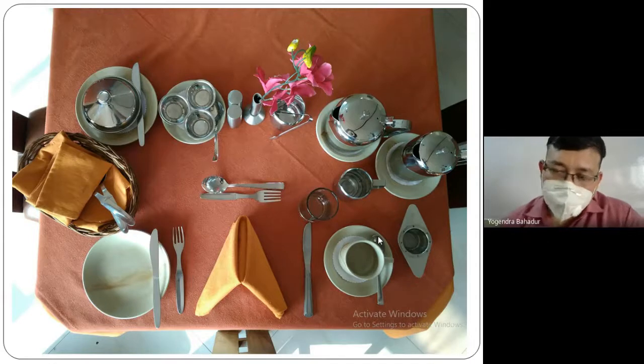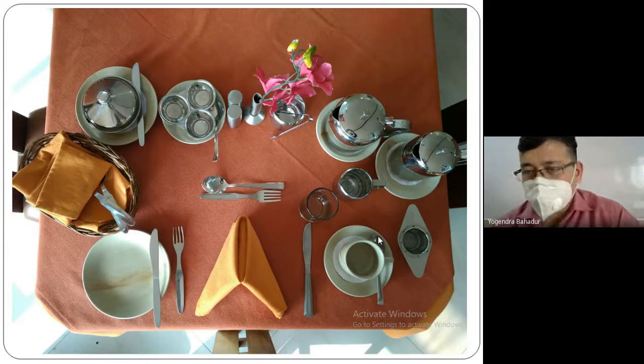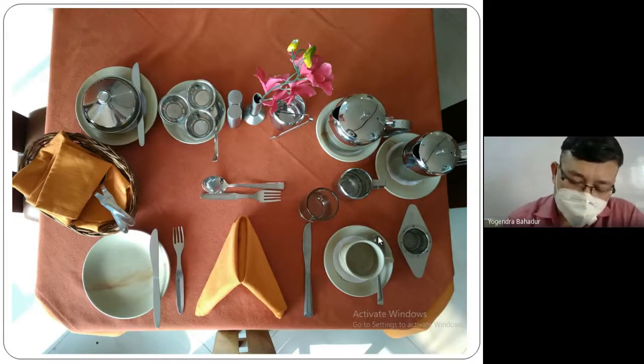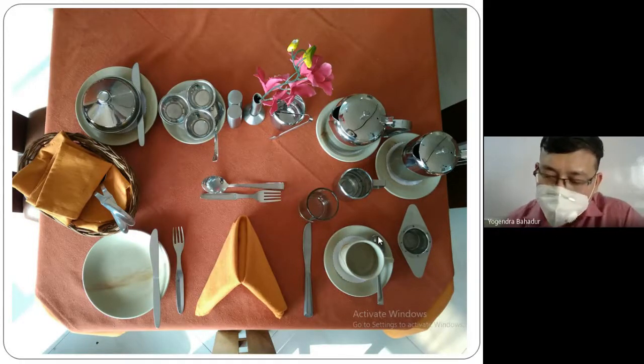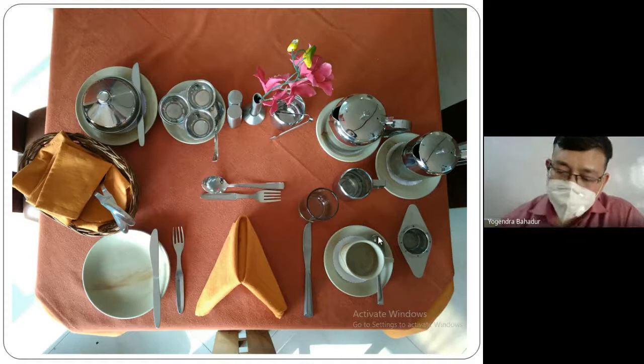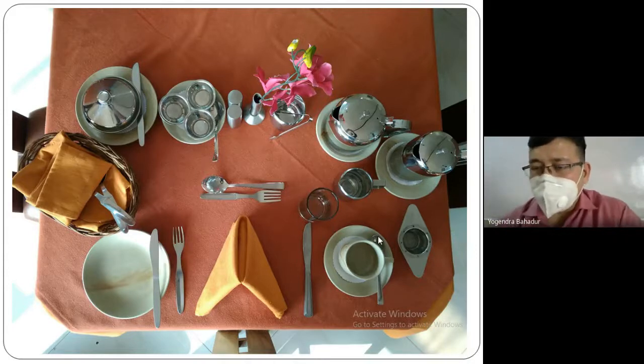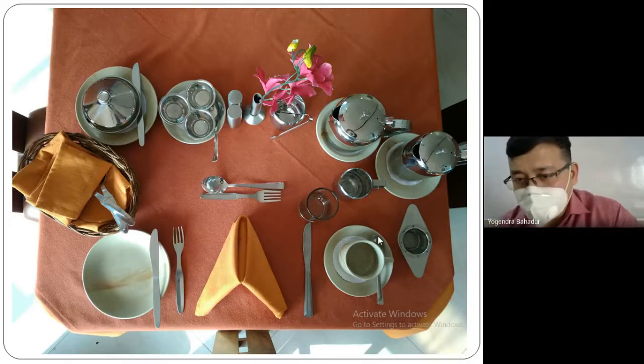So here the American breakfast is in front of you. In the American breakfast, the cover is just the same as your English breakfast. There is one thing that has been missing, that is, we have removed the fish knife and fish fork.